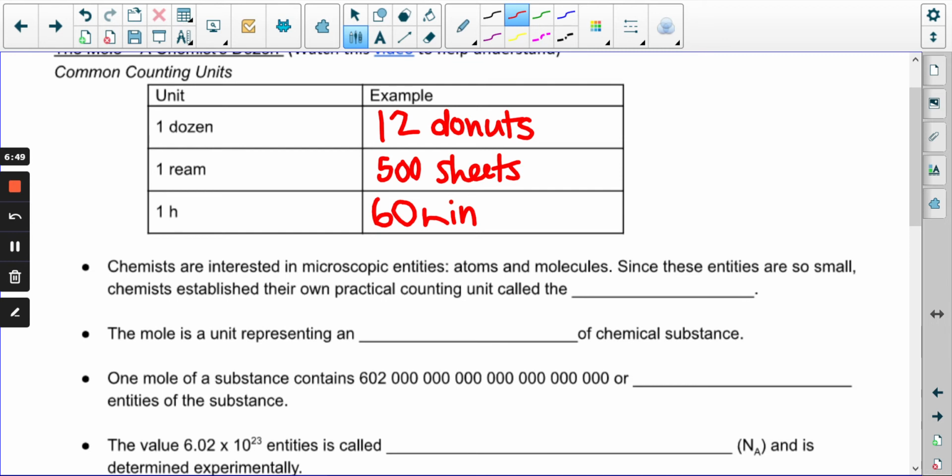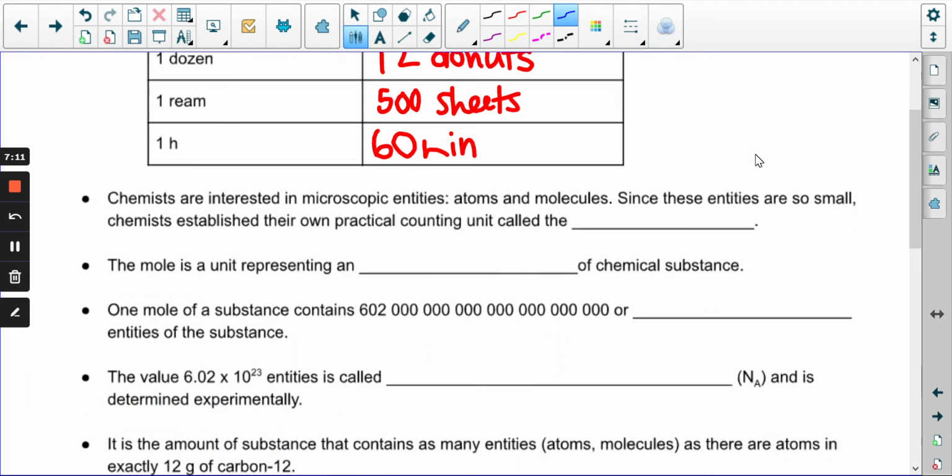And so, chemists, we also have a method to describe things, which is called a mole. Now, of course, chemists are interested in things that are extremely, extremely small. Thinking of atoms and molecules, things we cannot see or count with the naked eye. And so we need a special way to count them, which we call the mole. And the mole is representing a specific amount of a chemical substance.